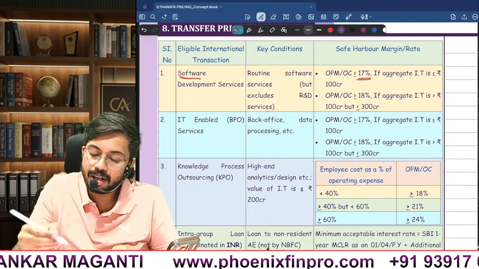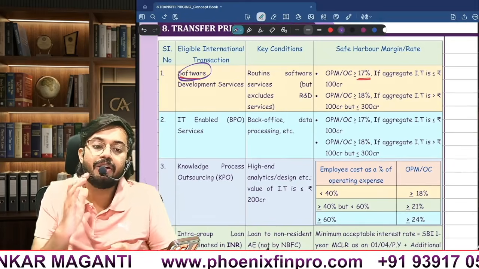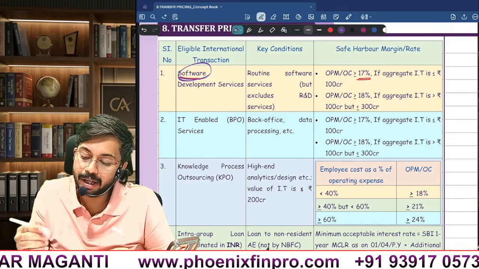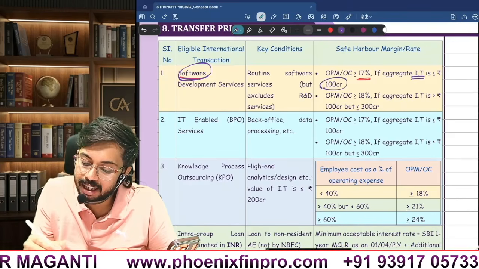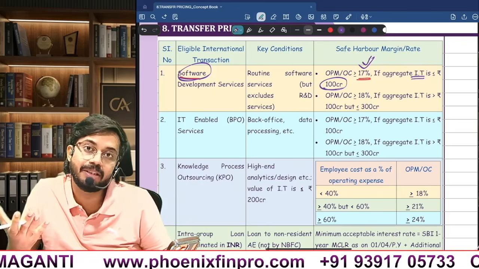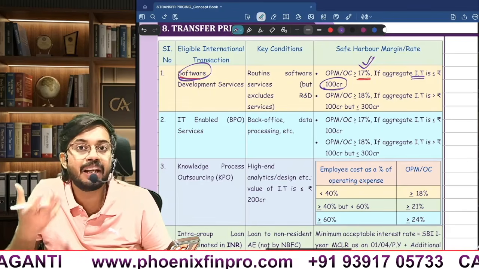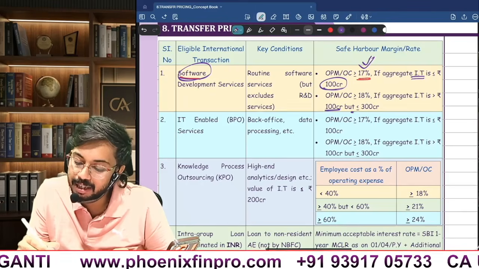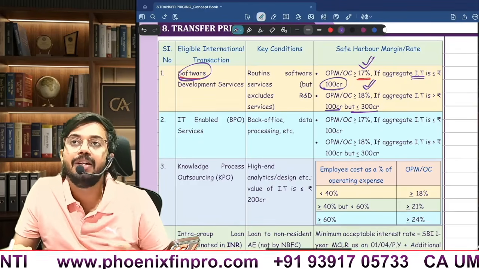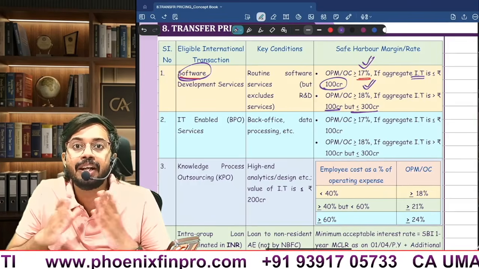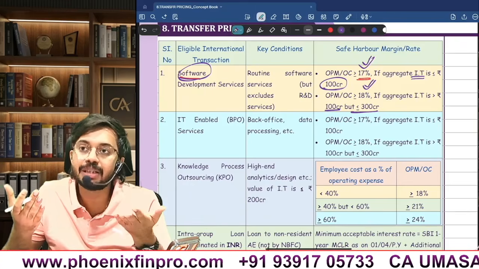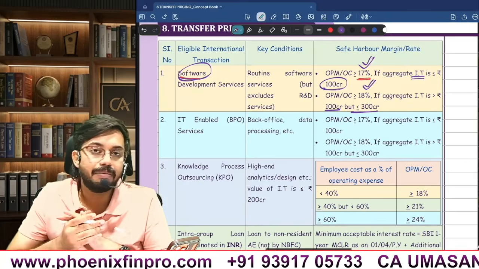So first, software development services. Whenever software development services are provided to an associated enterprise, how much margin do you have to maintain? If the aggregate international transaction is less than or equal to 100 crores, then you have to maintain 17% operating profit margin. If the amount of international transactions is more than 100 crores but less than or equal to 300 crores, then you need to maintain a minimum 18% operating profit margin. Now students will get a doubt: sir, what if the value of international transactions is more than 300 crores? Then safe harbor rules are not applicable. As per regular provisions, the transfer pricing officer will come and calculate the arm's length price. Are you able to understand?